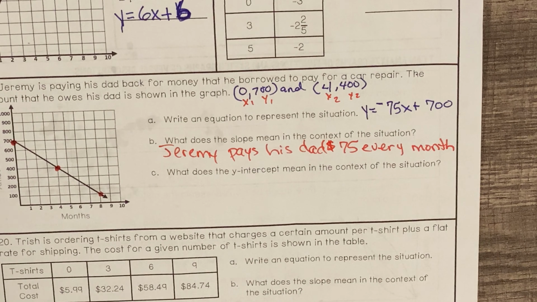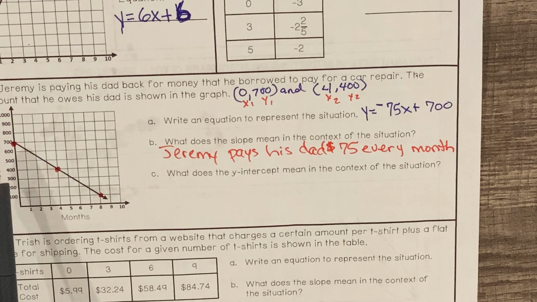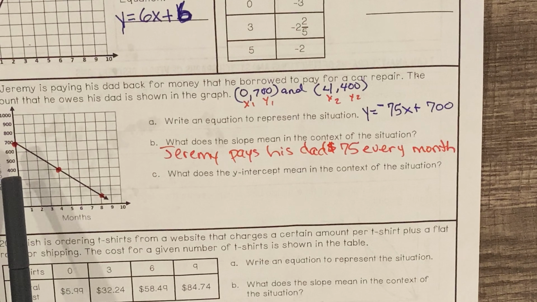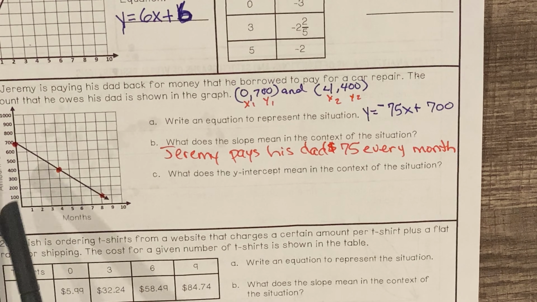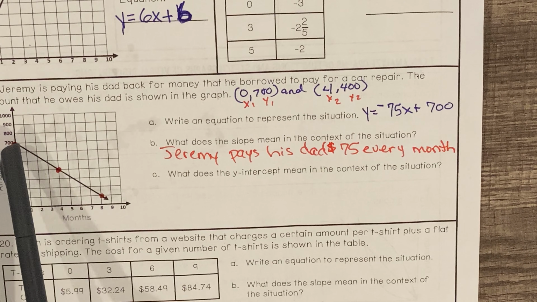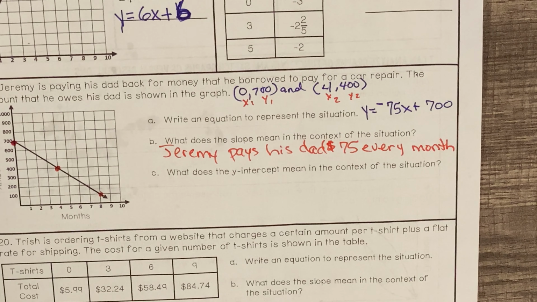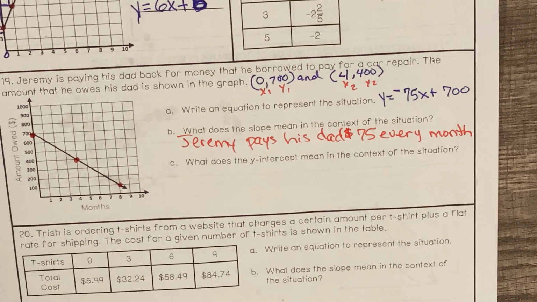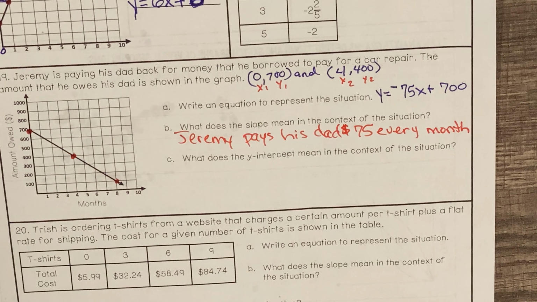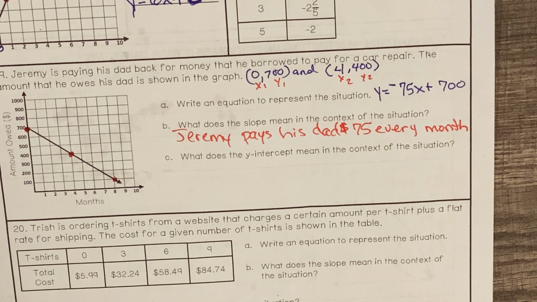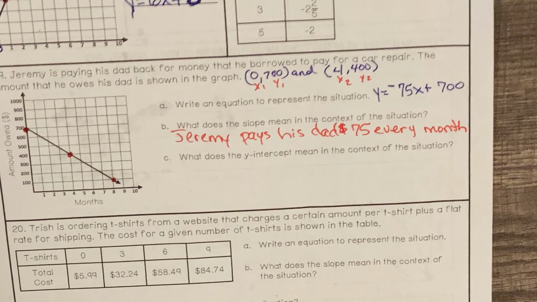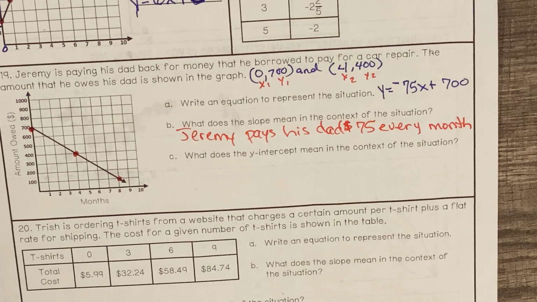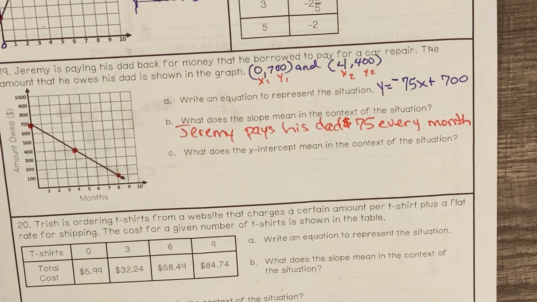The y-intercept means that's how much money he borrowed. Because if you look at it, it shows on the graph that he started at 700. He didn't start at 0. He didn't start borrowing nothing from his dad. That'd be kind of crazy. Hey, Dad, can I borrow nothing? What? Oh, I just want to borrow some money. Okay, well, how much money do you need, son? Oh, nothing. Wait, what? That's how that conversation's gonna go.